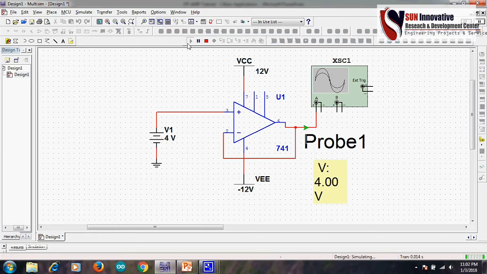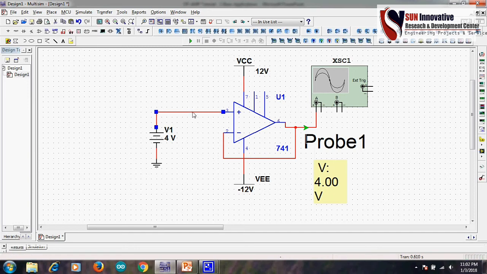Now running the simulation, you see the input voltage is 4, so our probe is showing 4 voltage. There is no change in sign because we have connected the 4 voltage to the positive of the op amp, so there is no inverting amplifier process.